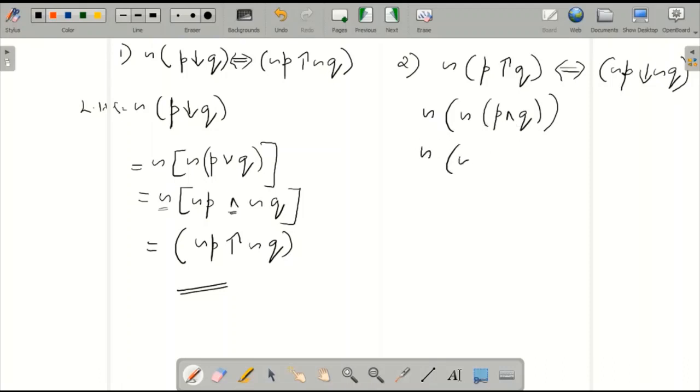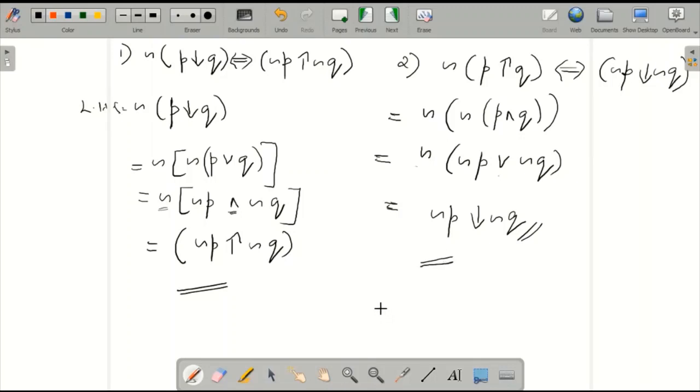Apply De Morgan's law. What will it be? Not P or not Q. So in the expression, not P is there, not Q is there, and OR and NOT are there. I want only this particular connective, that is nothing but the NOR connective. So just write it as it is, negation P NOR negation Q. So this is the required result I got, what I was supposed to get.